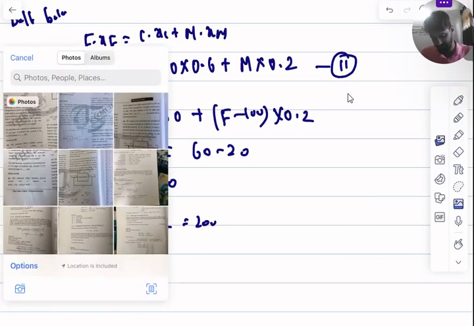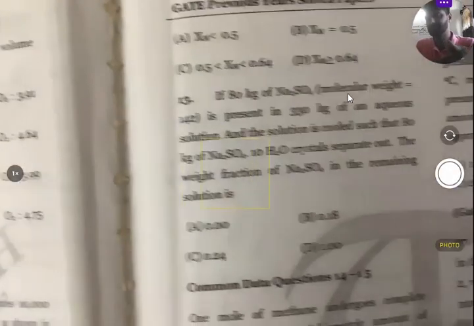Okay, so let's try to solve one more question. I'm not going to solve this question, but yes. This is a very simple question. This is not very tough. You will be able to solve this problem. Okay, so just try to solve.